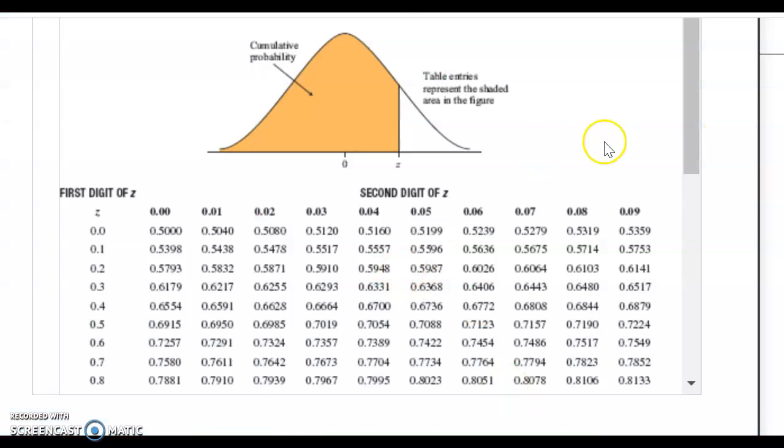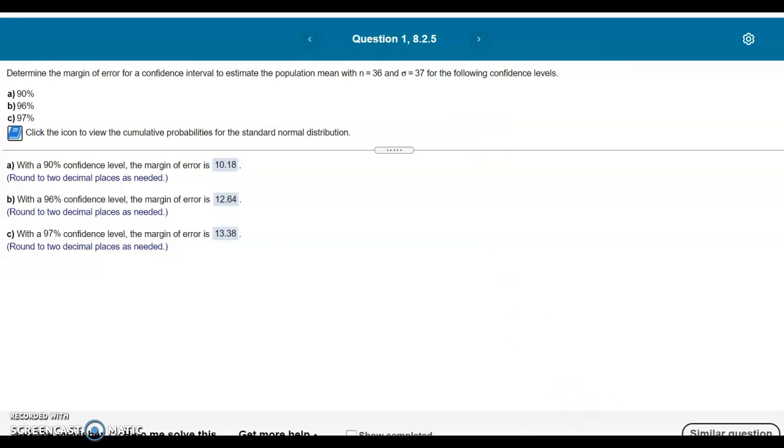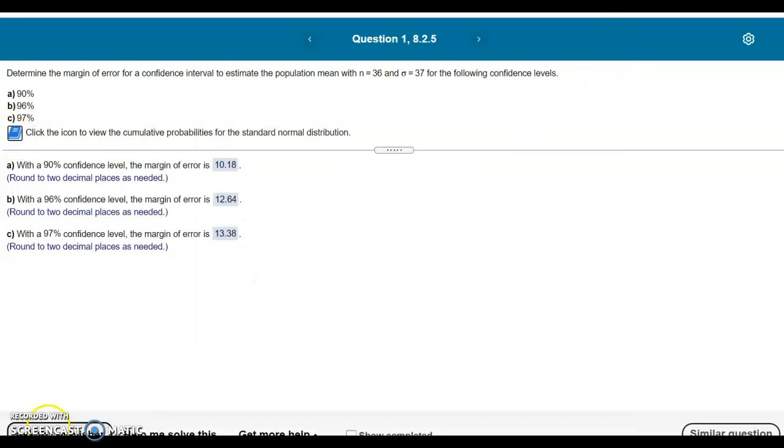Now it wanted you to use the table here. On some problems you will have to use Excel or technology to get that, but on this one it actually wanted you to use the table. Just let me know if you have any more questions about how to find that z value by looking it up on the table.